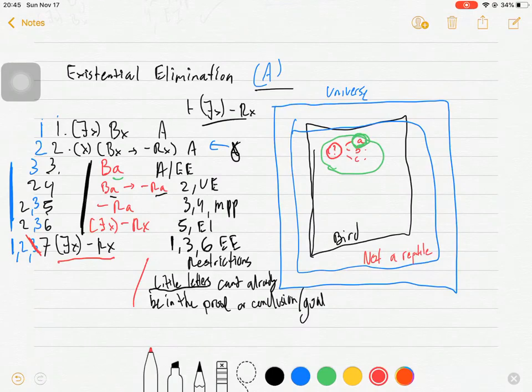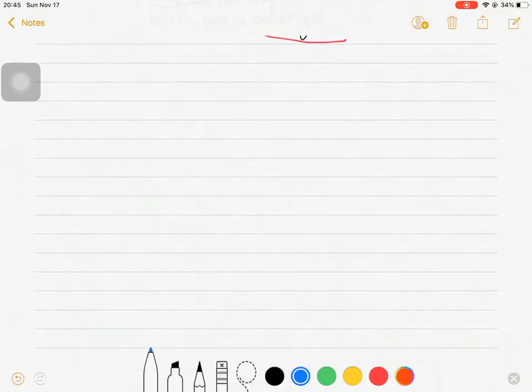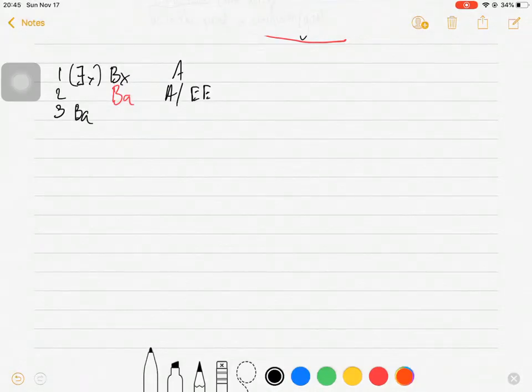Now, one of the things to note is that our restriction here says that little letters can't already be in the proof, as we just went over, or in a conclusion or goal. So that means one of the things that we're not allowed to do with EE is the following. We can't move from the instance that there exists an X such that X is a bird. Let's say we even try to introduce it as like Ba. Assumptions are for the sake of EE. I actually am not allowed to conclude, therefore, Ba, citing 1, 2, 2, EE. I'm not allowed to do this at all.